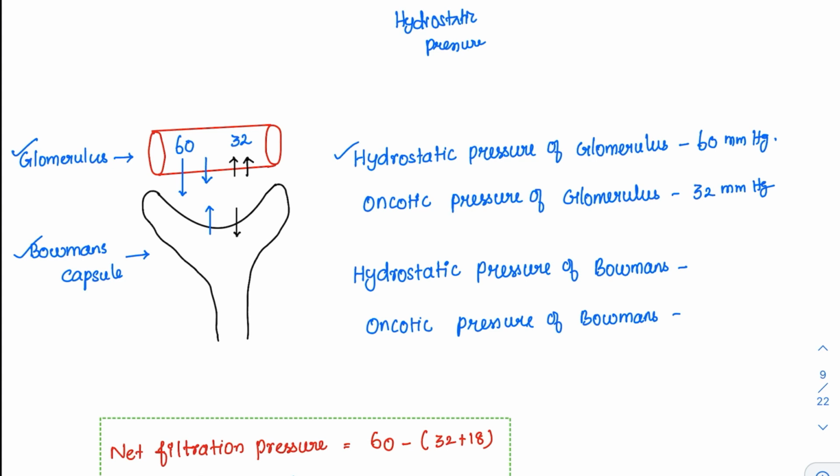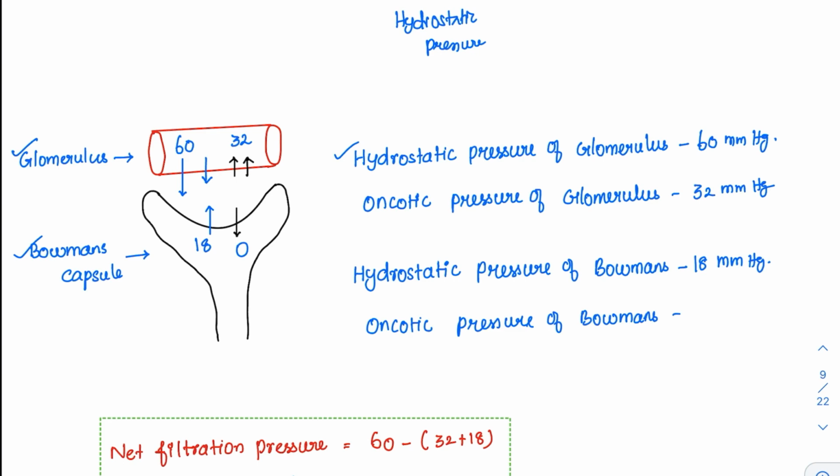Now the same pressures will also be there in the Bowman's capsule, causing the same effect. From the Bowman's, some hydrostatic pressure is putting the water out. That hydrostatic pressure is around 18 mm of Hg. And what is the oncotic pressure of Bowman's? Is there any value? There is no value. It is 0.